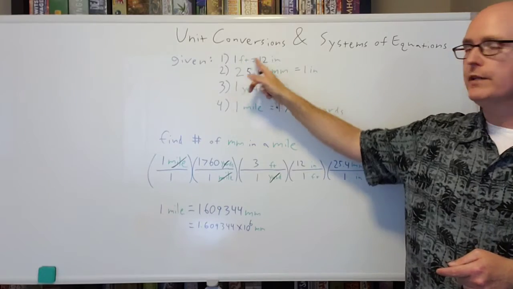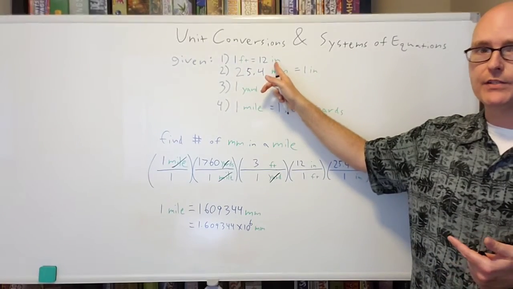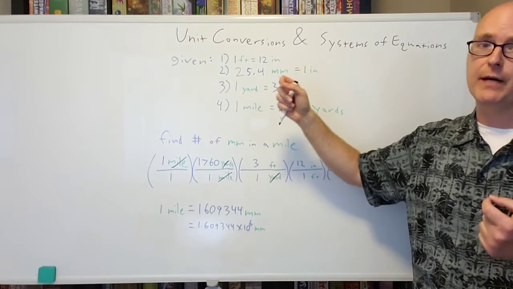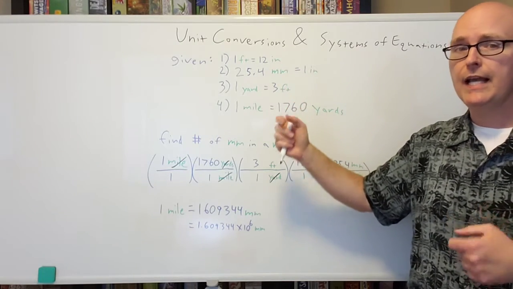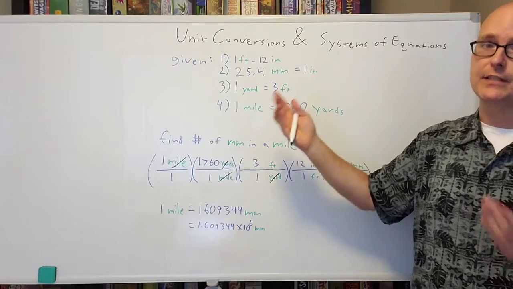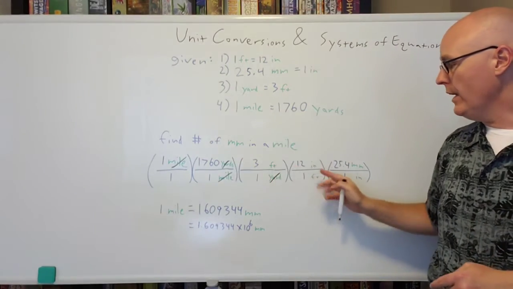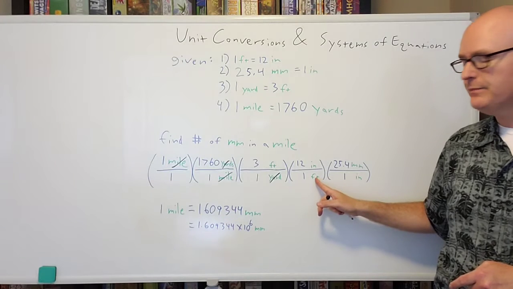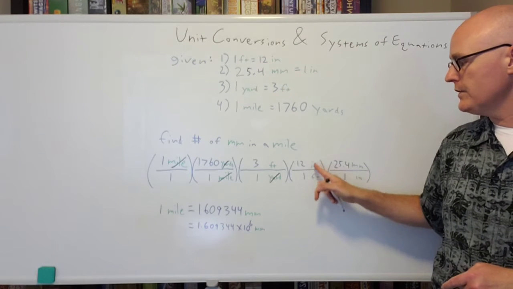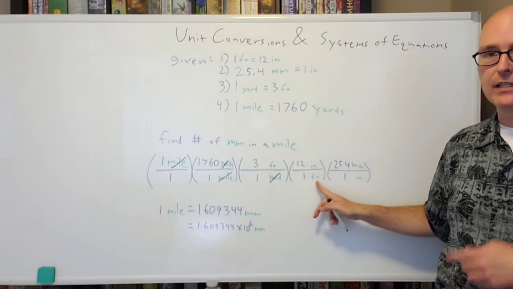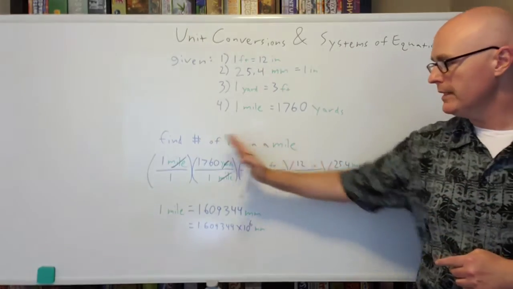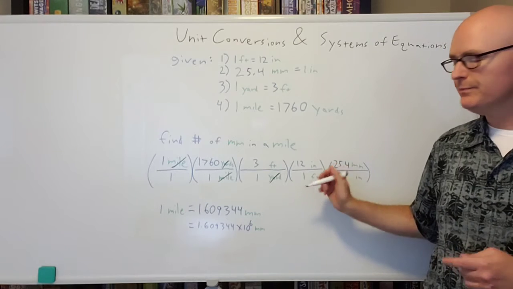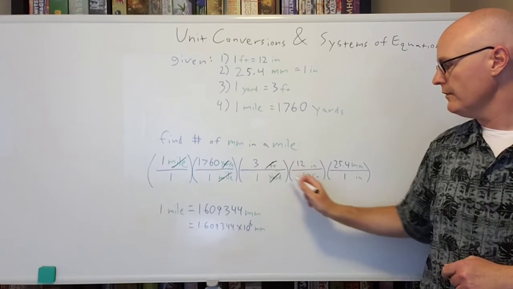So 1 foot is 12 inches. 12 inches is 1 foot. Therefore, 1 foot divided by 12 inches is equal to 1, and 12 inches divided by 1 foot is equal to 1. Again, I want to get rid of the feet, so I need feet in the denominator. So the 12 inches divided by 1 foot, that's the 1 that I'm multiplying this quantity by in order to convert to inches. Okay, so now the feet will cancel out.